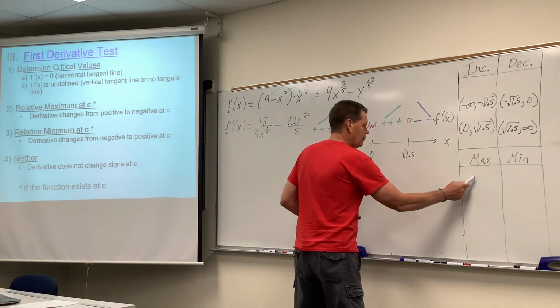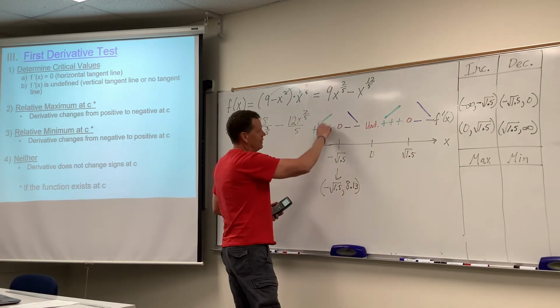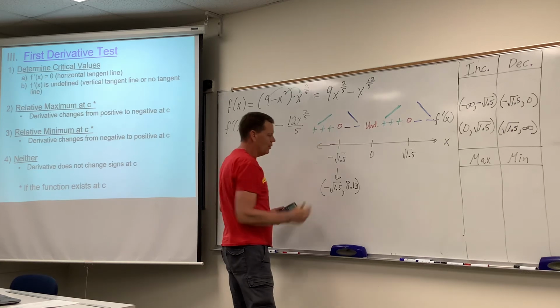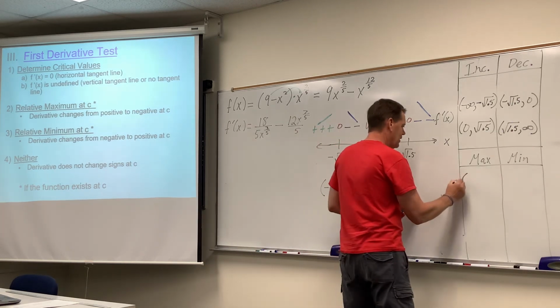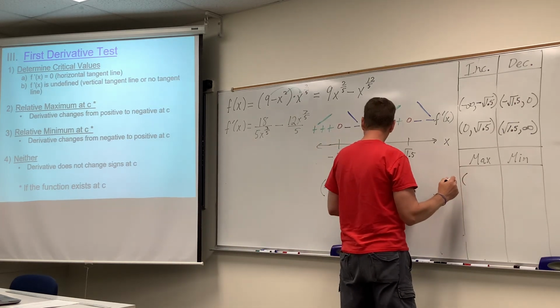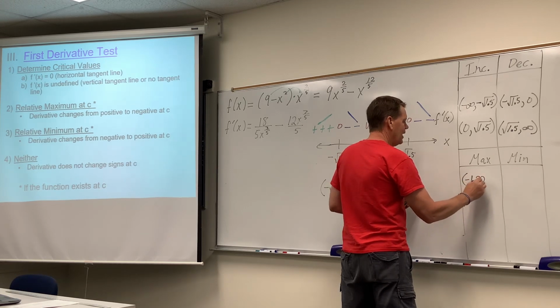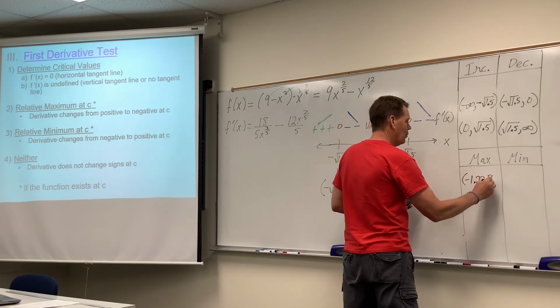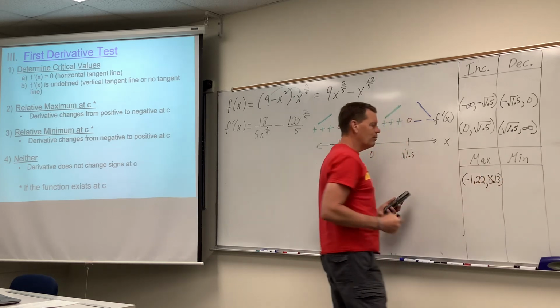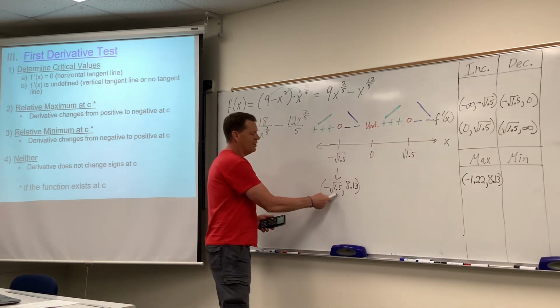Oh, that's a max, isn't it? Increase coming in, decrease going out. So let's list that, and that 8.13 is an approximate. If you want to put your ordered pair as approximately negative 1.22, approximately 8.13, that's totally fine with me. I went ahead and decimalized it this time.